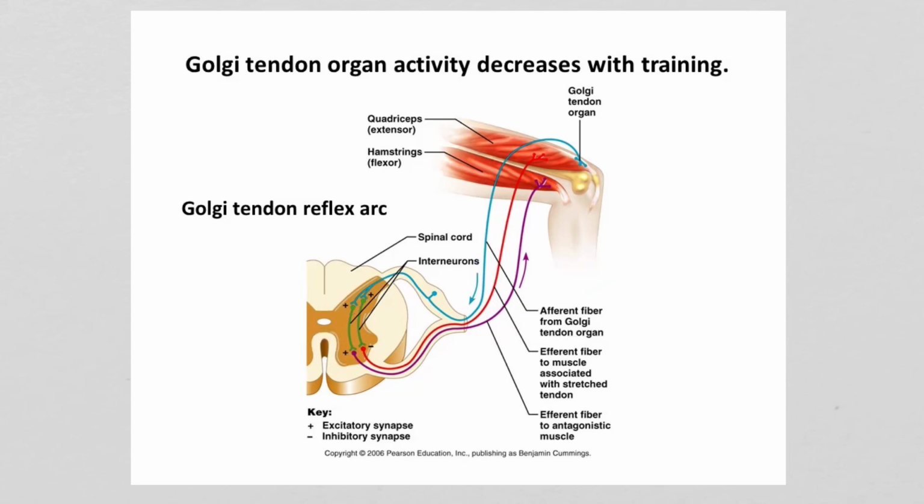With repeated strength training, the sensitivity of the Golgi tendon organ is reduced, and so it sends less traffic, fewer action potentials, into the spinal cord. So you get less neural inhibition of the quadriceps, less activation of the hamstrings, and so ultimately force is increased.